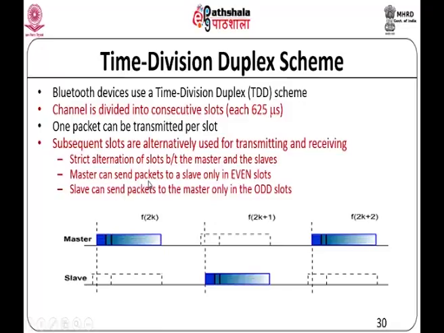Now the master can send packets only in even slots. So you can send a packet in a slot 2k, right? It's an even slot. So we say 2k. So the next slot will be given to the slave. The slave will transmit at 2k plus 1. Again 2k plus 2 will be given to the master. Okay. So the slave can send packets only in the odd slots, and the master can send packets only in the even slots. So that's how you have a strict demarcation between which slots are used by the master and which are used by the slave.